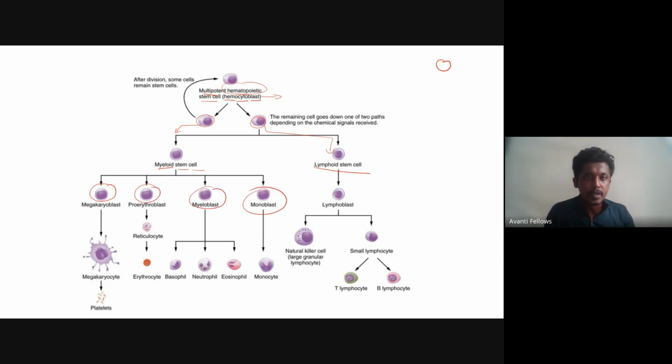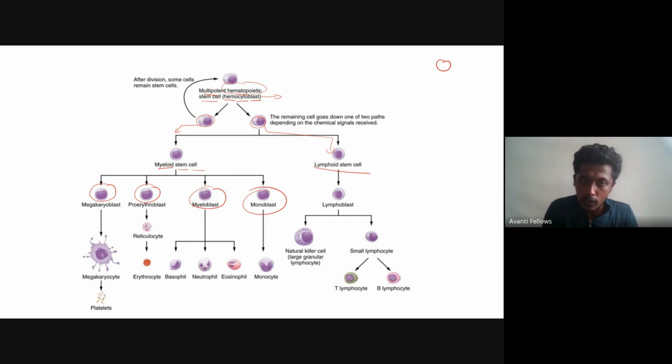Let's go again. We have multipotent hematopoietic stem cells. It divides into 2 important cells. What are those? One is myeloid stem cells, the other one is lymphoid stem cells. When it comes to myeloid stem cells, we have 4 varieties. What are those?